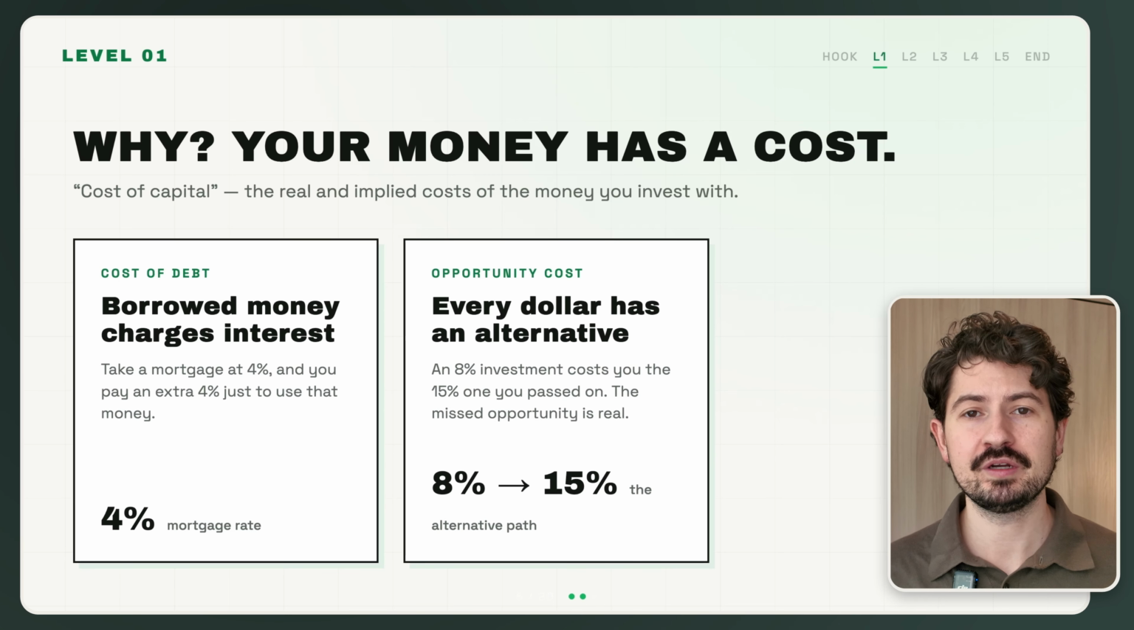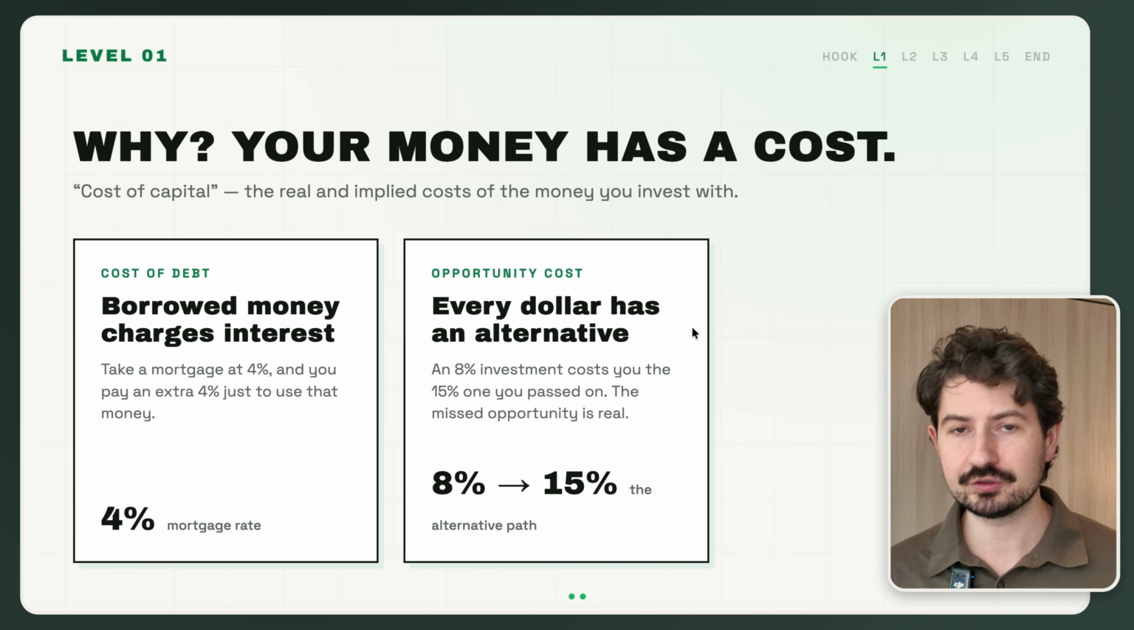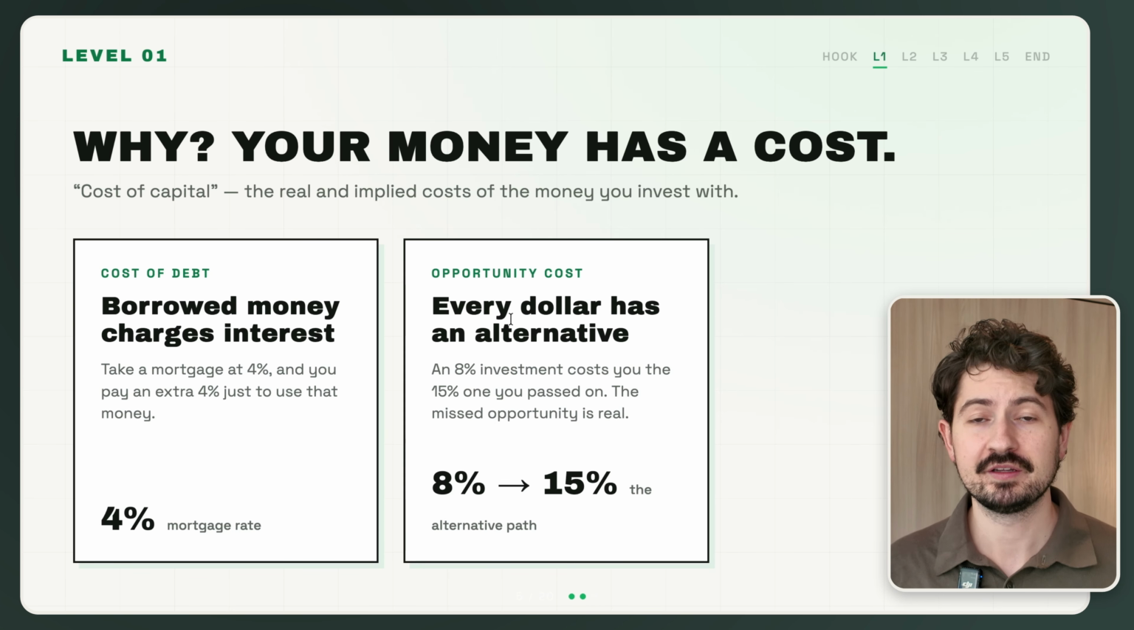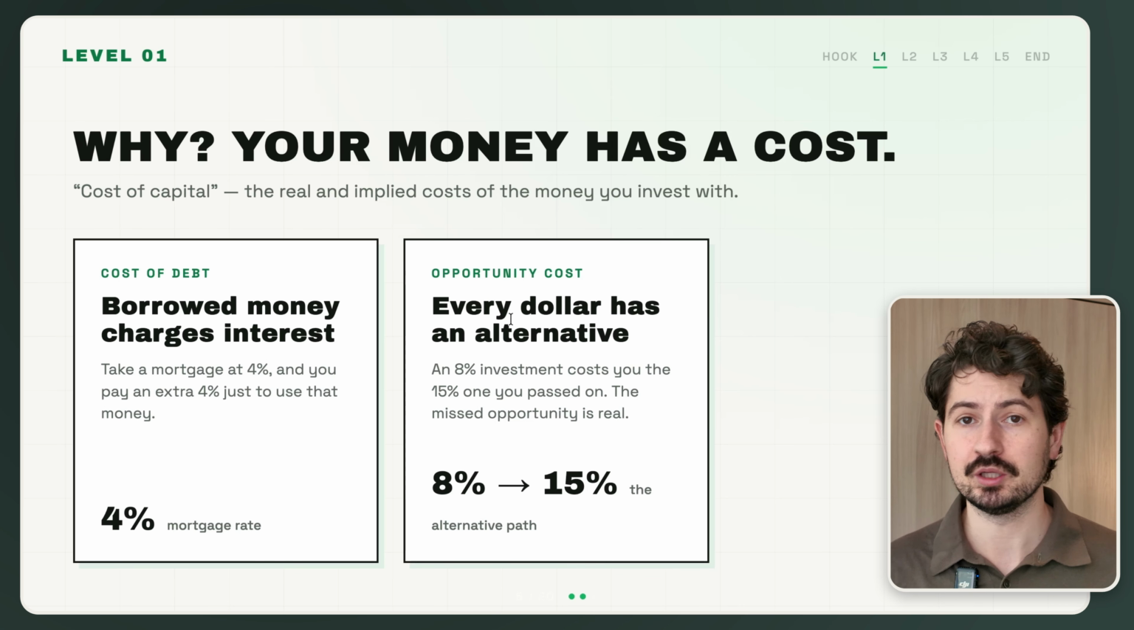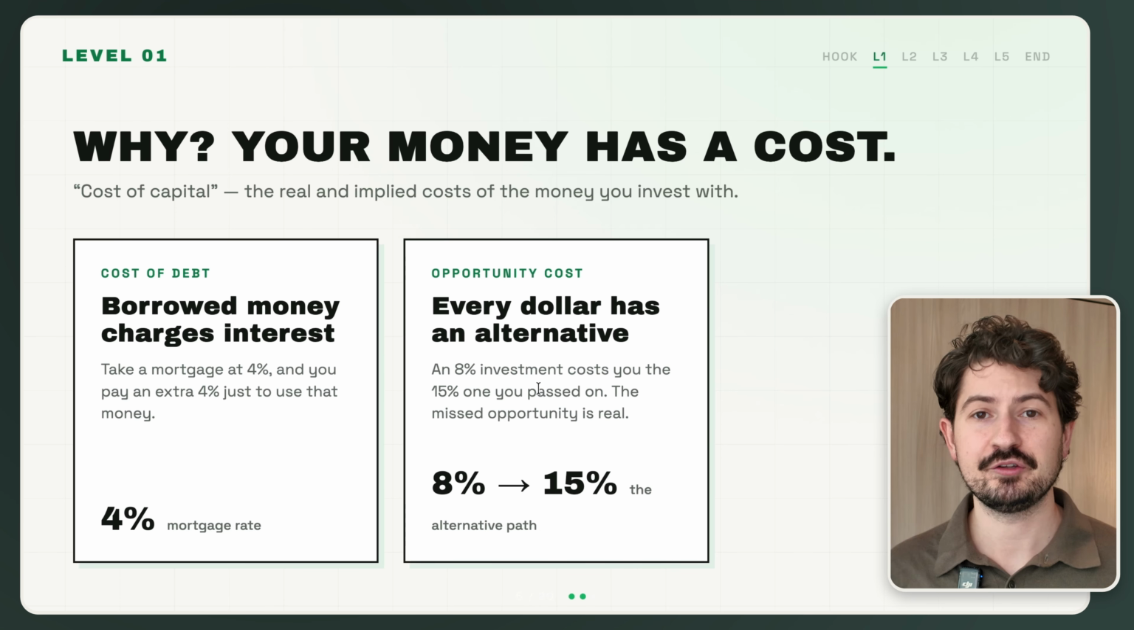But the second component is what's called your opportunity cost. This is the idea that every dollar you spend has an alternative that you could have put that money towards that might have got a better rate or could have been lower risk. So for example, let's say you're looking at 2 different opportunities. Maybe one promises a 15% return and one promises an 8% return. If you choose the 8% investment, you missed out on 7%. That money you missed out on was your opportunity cost. And you have to factor that into the discount rate that you choose as well.